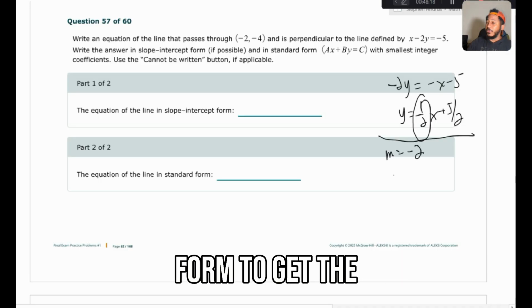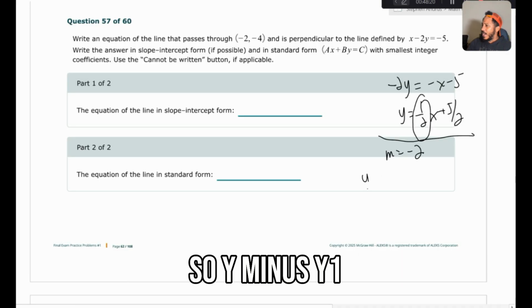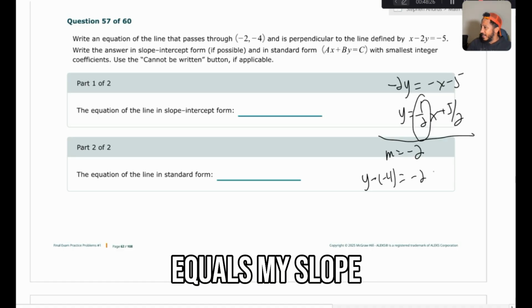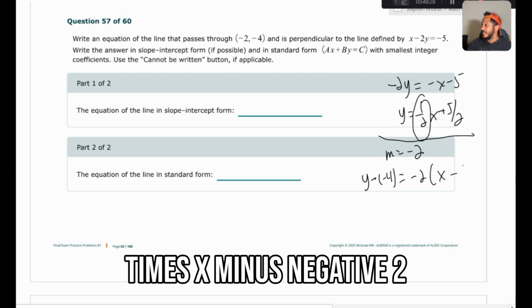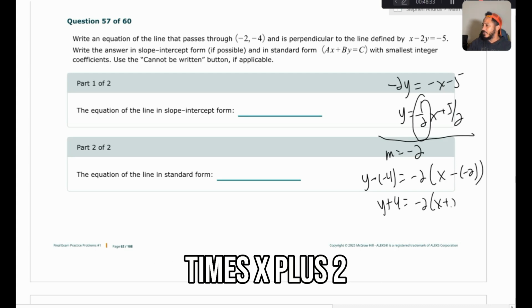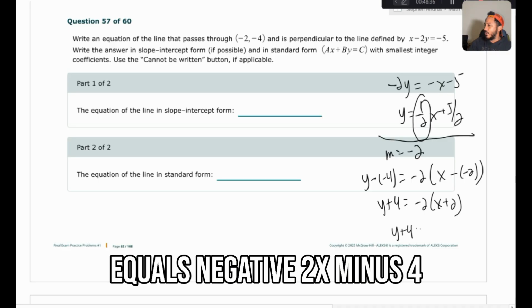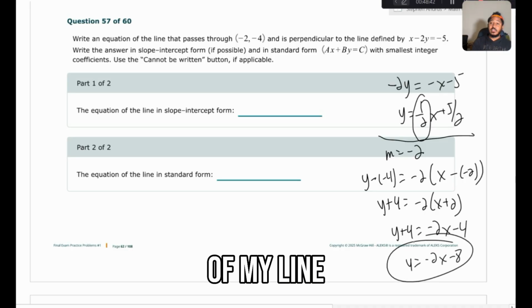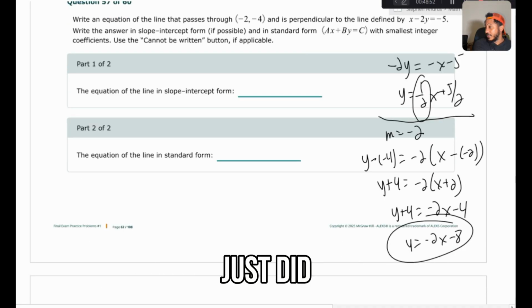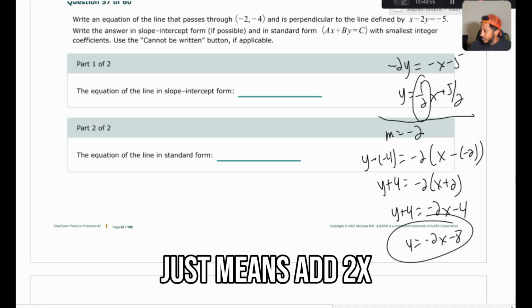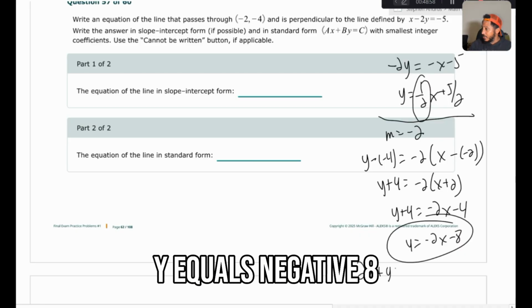Then we use point-slope form to get the slope-intercept form. So y minus y1, y minus -4 equals my slope m times x minus -2. So that's y plus 4 equals -2 times (x plus 2), or y plus 4 equals -2x minus 4. Subtracting 4, y equals -2x minus 8. That'd be the equation of my line. It says write the answer in slope-intercept form, which I just did, and write it in standard form, Ax plus By equals C. That just means add 2x. So the other form would be 2x plus y equals -8.